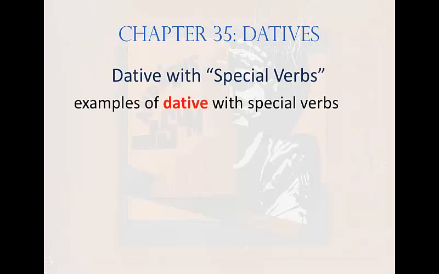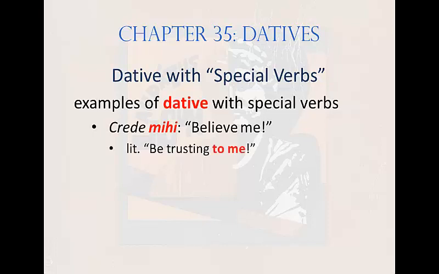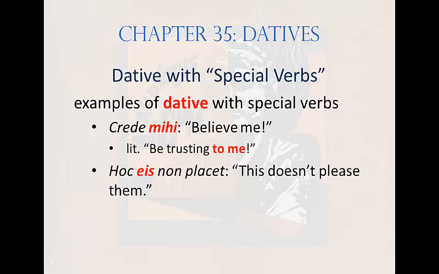Here are 2 sentences with examples of those special verbs and their dative objects. Crede mihi, believe me, literally be trusting to me. Hoc eis non placet, this doesn't please them, literally this is not pleasing to them. This is not hard, it's just weird, and it's a principle that involves only these 10 special verbs. You can't import the use of the dative with special verbs to verbs that aren't special.